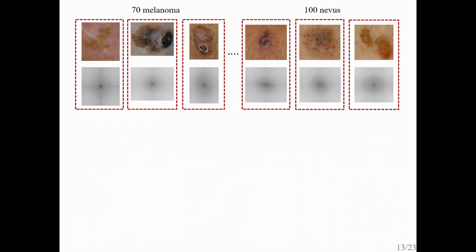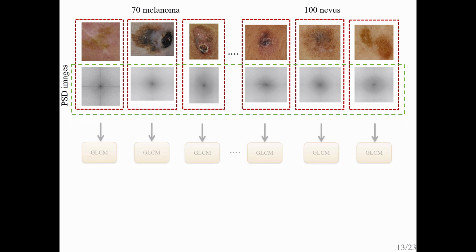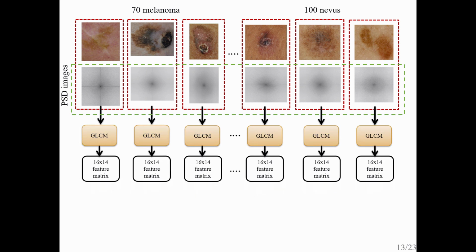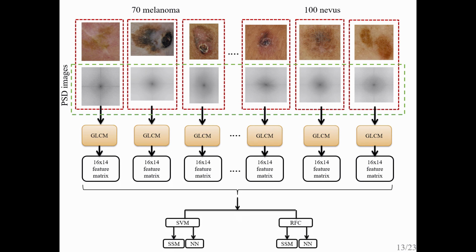So in terms of summarizing the whole algorithmic stages, we considered the 170 MedNote data set, and we calculate the PSD images of each single MedNote image. And then we create co-occurrence matrices, and then calculate the feature matrix for each single gray level co-occurrence matrix. And then we collect together to prepare for the classifiers for binary classification purpose.